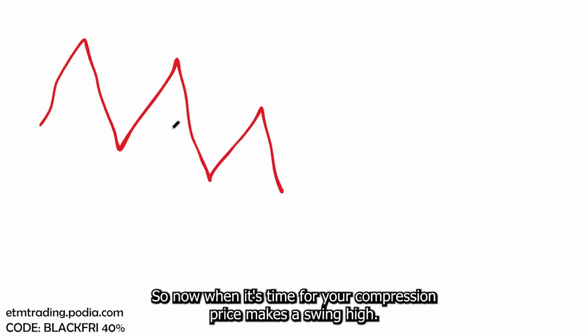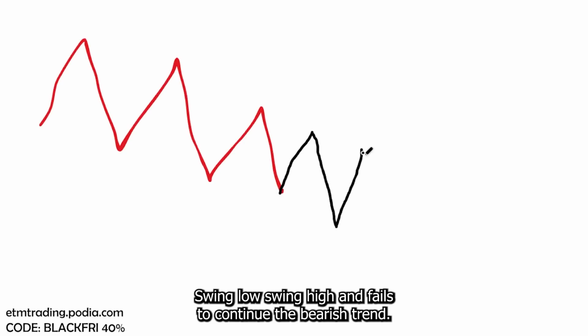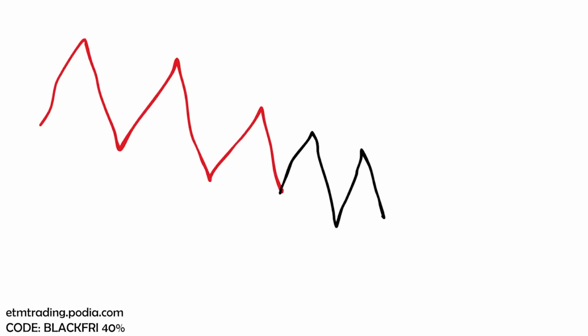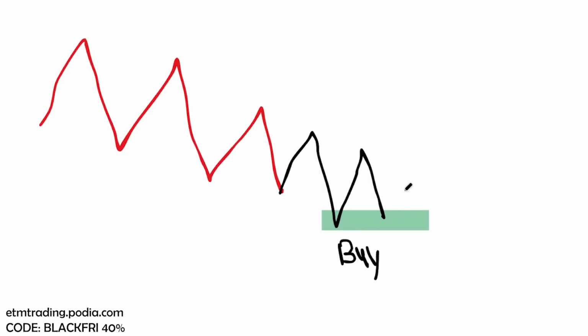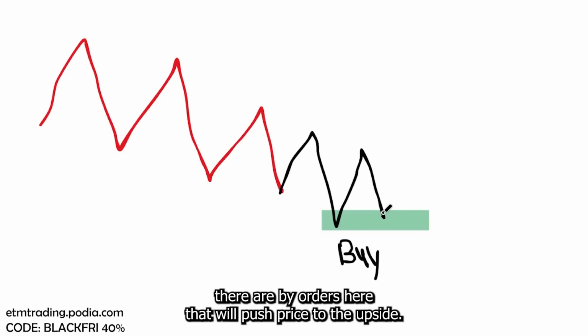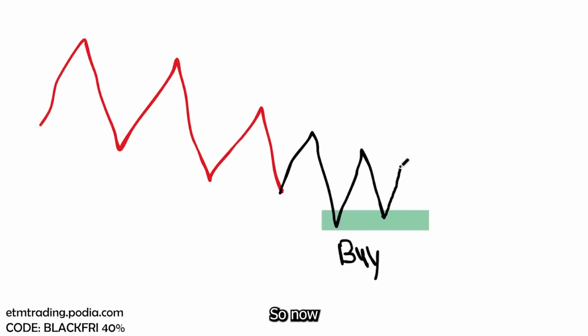So let's say you are in a bearish trend and price is bearish. So now when it's time for your compression, price makes a swing high, swing low, swing high, and fails to continue the bearish trend. Why did price fail to continue the bearish trend? Because price got met with demand. What happens at a demand? Price is purchased. So you can say that there are buy orders here. Now we don't know the amount of buy orders, but we know that there are buy orders here that will push price to the upside. So now price goes into a micro rally.